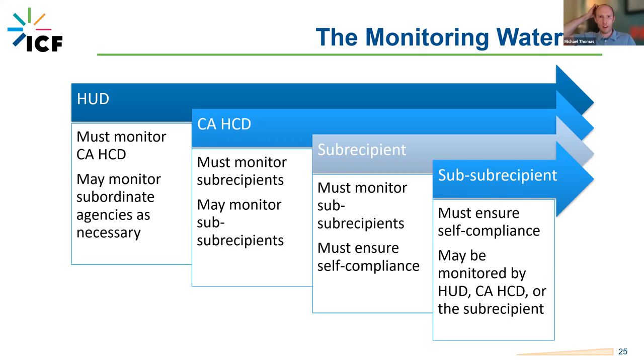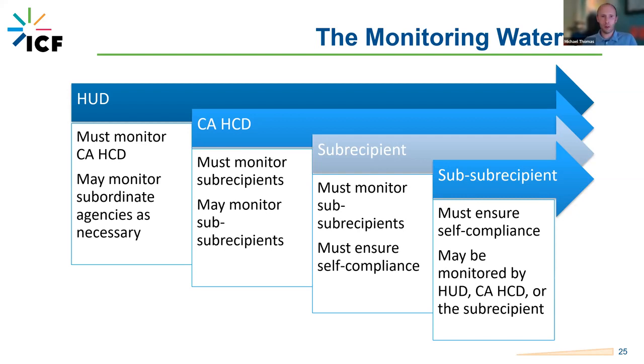They're primarily going to monitor the recipient, like California HCD, but it is actually a customary thing that when they monitor the recipient, they're going to pick some subrecipients and review their records as well. And they might also do the same with subrecipients. So HUD can monitor anyone in that chain. California HCD must monitor subrecipients based on all of the things we've just talked about.